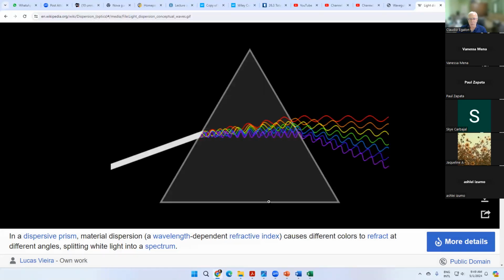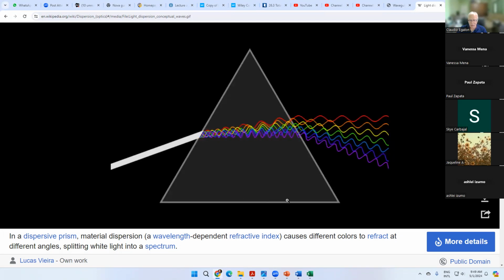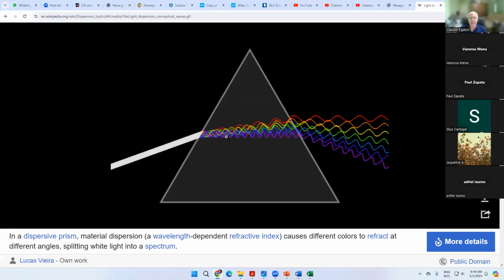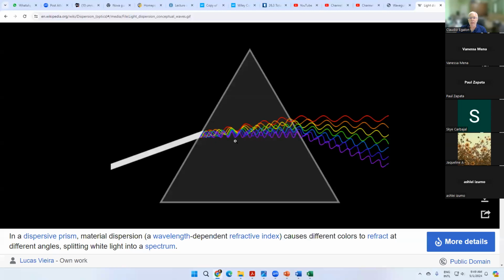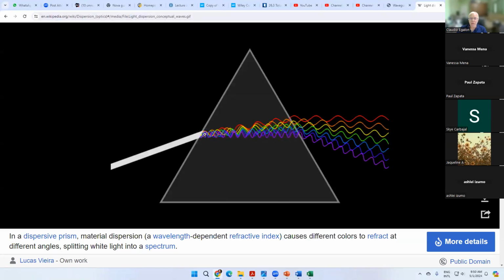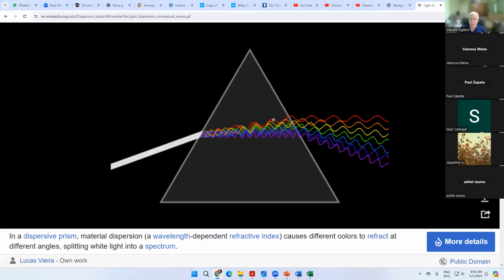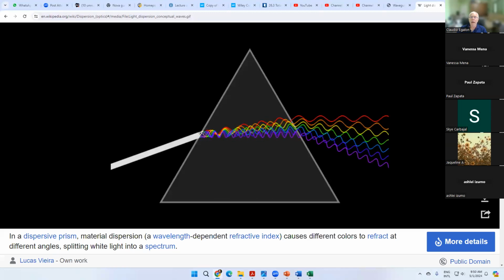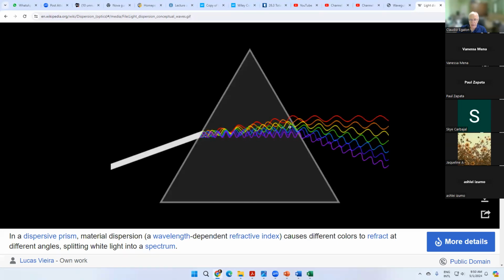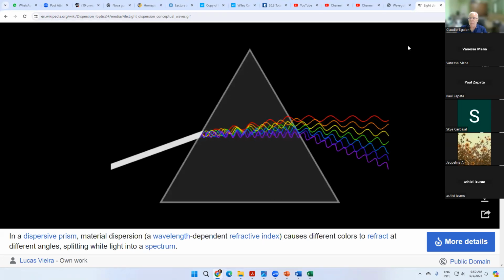Okay, so what's happening here is the following: white light is incident on this glass, and because the refractive index of the glass depends on the wavelength of the light, you are going to have different angles of refraction for each wavelength. Red wavelength is going to have an angle of refraction, orange is going to have another, yellow, green, blue, violet, and so on. Okay?